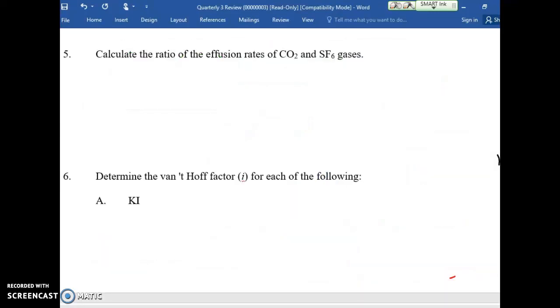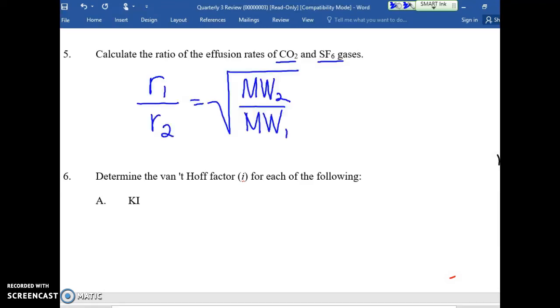Number 5 was that new topic we learned a couple weeks ago. It says calculate the ratio of the effusion rates of CO2 and SF6. You find on your reference table, you're given a formula for this. The ratio of the rate of gas 1 to the rate of gas 2 is equal to the square root of the formula mass of gas 2 divided by the formula mass of gas 1.